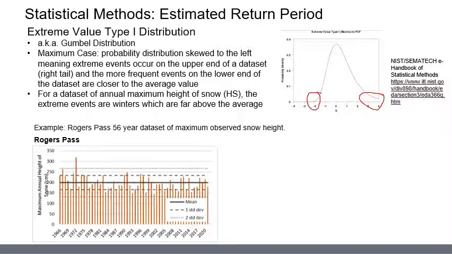Below is shown the Rogers Pass data set, with each year being represented by a bar. Based on this data, we can calculate the average, which is shown here in solid black, and the standard deviation. It's pretty common with extreme value statistics that we would say an event is considered significant if it's outside of 2 standard deviations, which is shown as the second line with the smaller dashing. So in this case for Rogers Pass, we see one event which is beyond 2 standard deviations.